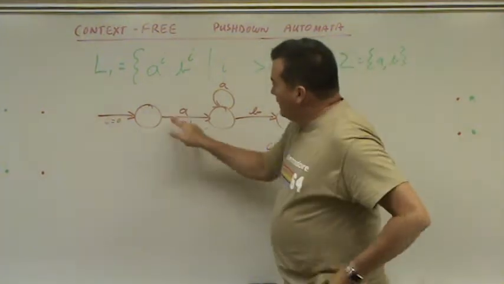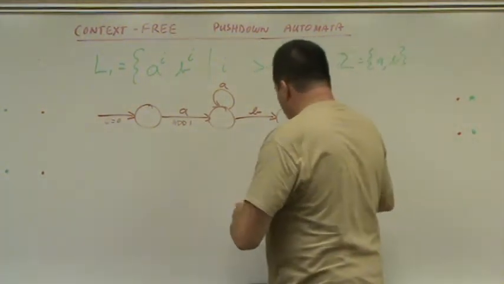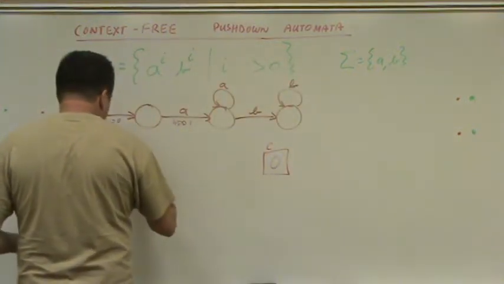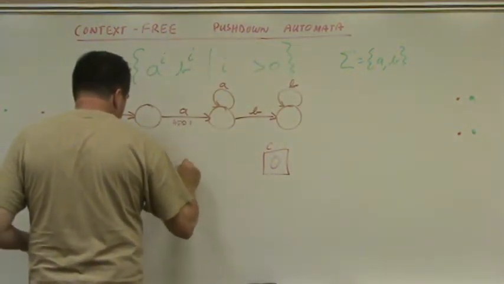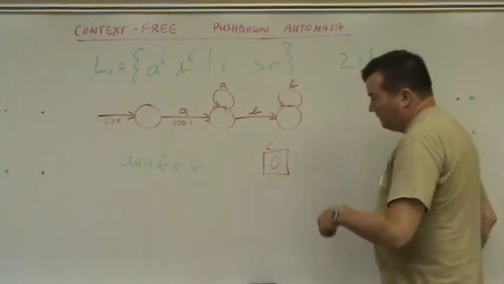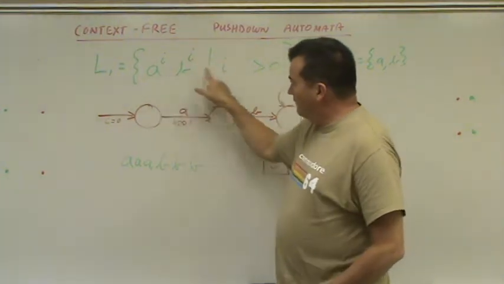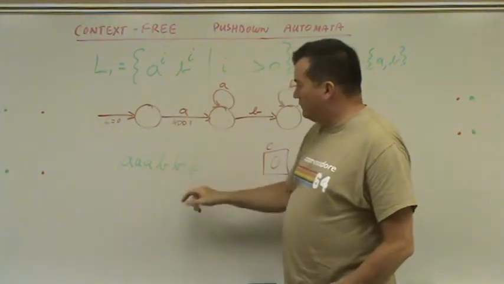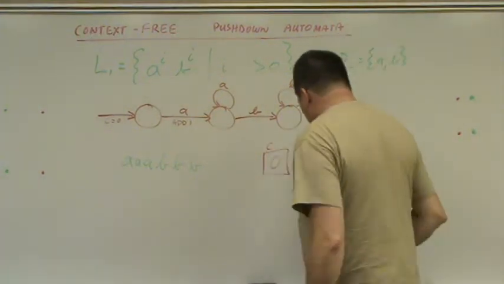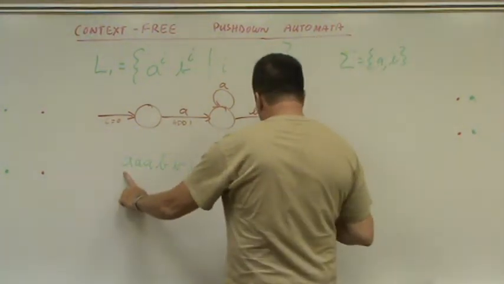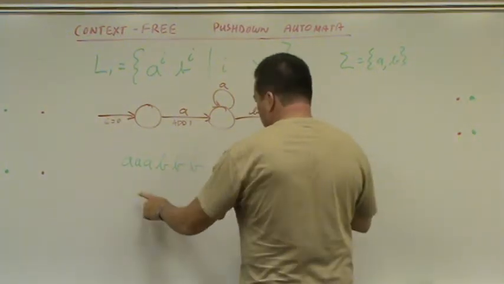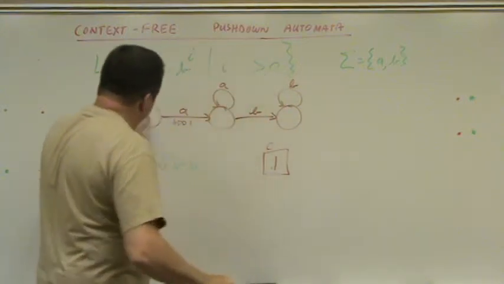So what we're going to do is we read an A, and then we add a 1 to here. So let's say our input value is A, B, B, B. Is this string in our language? The answer is yes, because the number of A's matches the number of B's. So here's how our machine is going to detect that. It's going to read an A and change this value to a 1, and it's going to jump to this state.